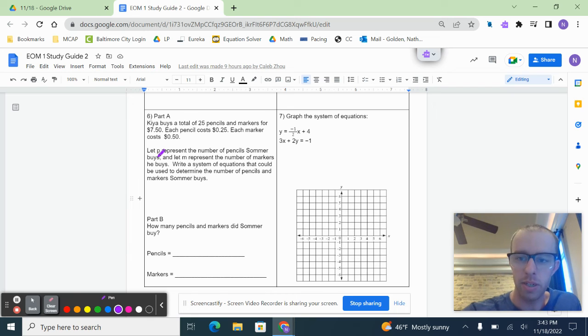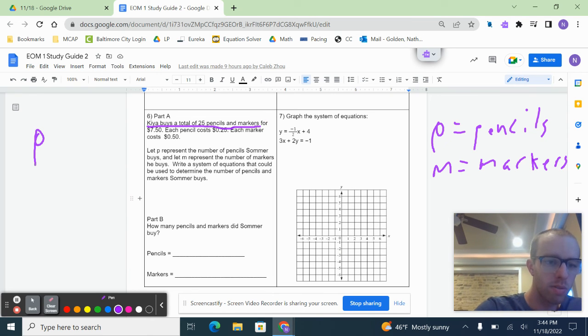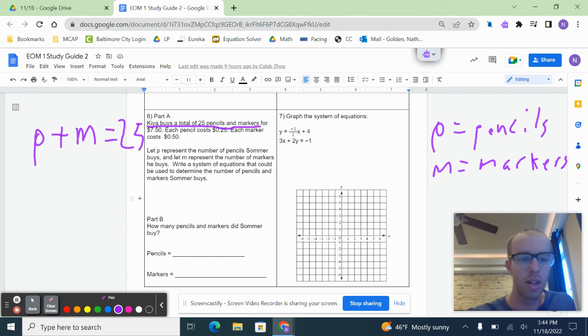I know that P stands for pencils. I'm going to write that over here. P is pencils. M is markers. All right, so I need to think about the information I have. She buys 25 pencils and markers. So she only buys pencils and markers, and she has a total of 25. Only pencils and markers. So pencils and markers totals to 25. I can write that, right? Pencils and markers totals to 25. Look, I just turned these words into a math equation. Pencils and markers equals 25.